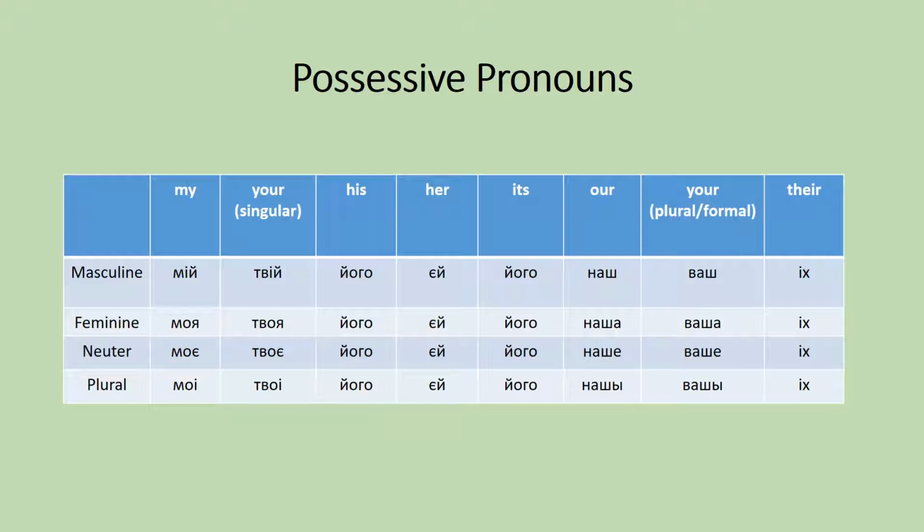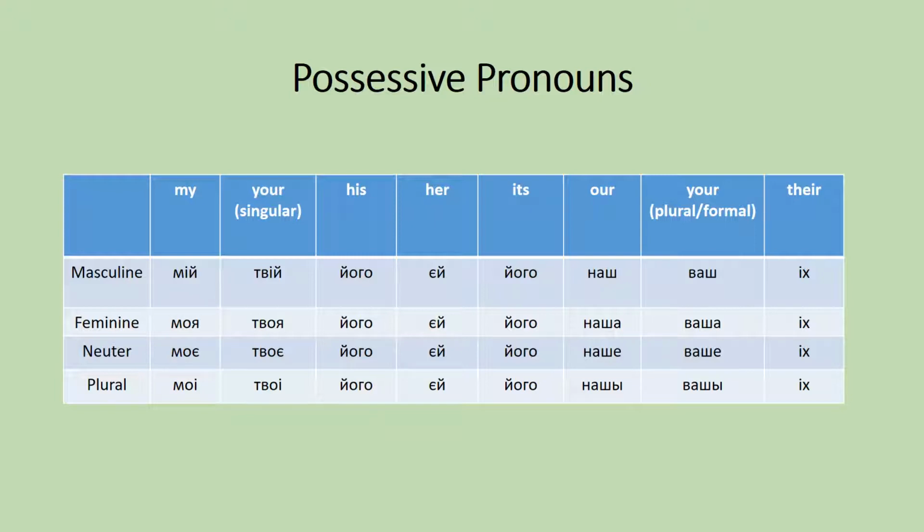Next, let's go on to the neuter. My is moje. Your singular is twoje. His is jeho. Her is jej. Its is jeho. Our is nasze. Your plural or your formal is wasze. Their is ich.